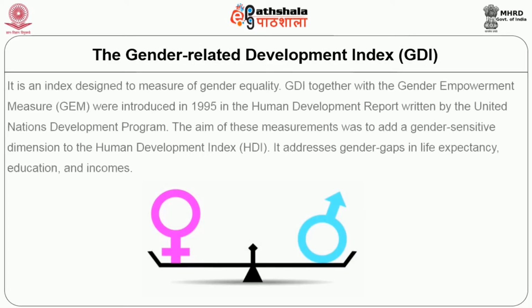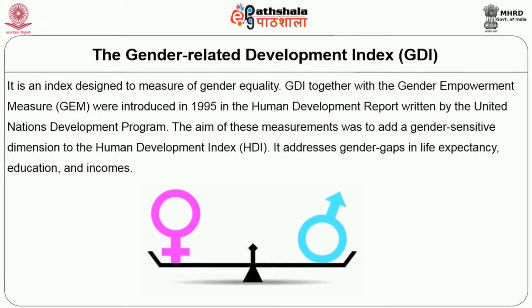The Gender Development Index is an index designed to measure gender equality. GDI, together with the Gender Empowerment Measure, was introduced in 1995 in the Human Development Report written by the United Nations Development Programme. The aim of these measures was to add a gender-sensitive dimension to the Human Development Index. It addresses gender gaps in life expectancy, education and incomes.